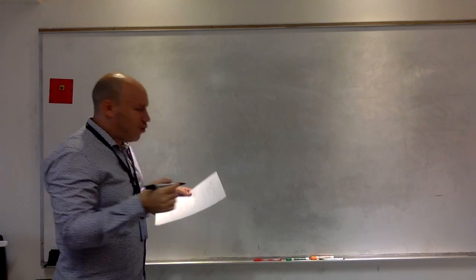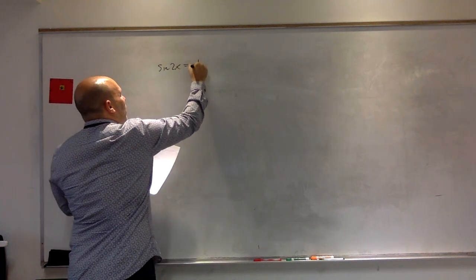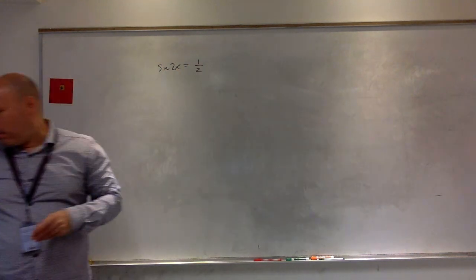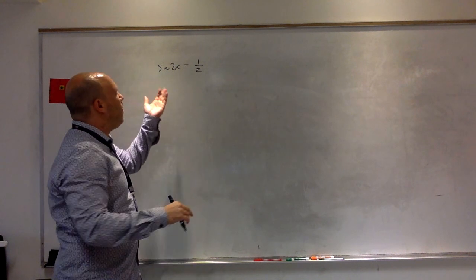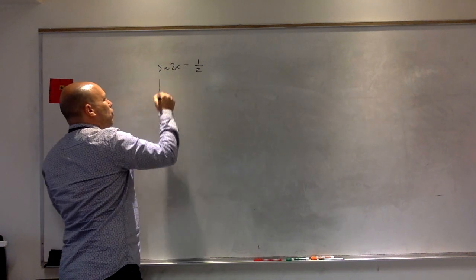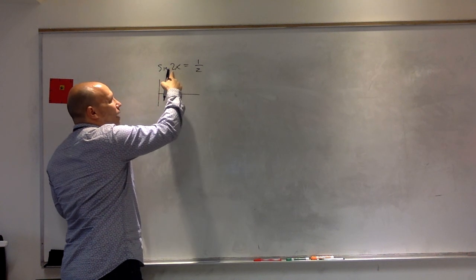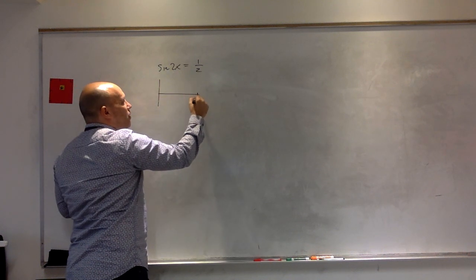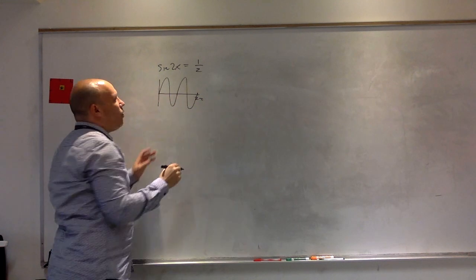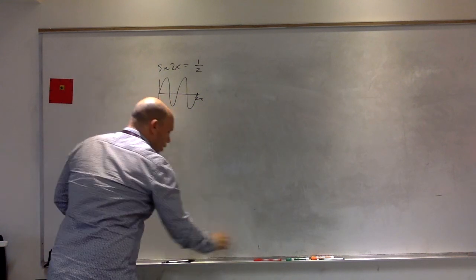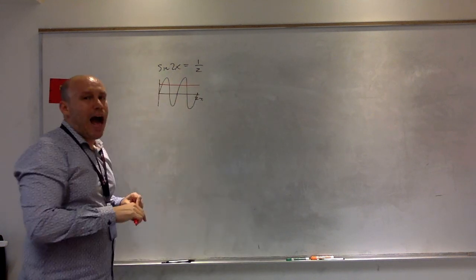So, for example, sine of 2x equals a half. Now, you might say, can I use the double angle formula? It doesn't really work out. But if you think about it, sine of 2x has two cycles over 0 to 2 pi or 360, so if it's a half, you know there are 4 solutions. The question is, how do we find them algebraically?